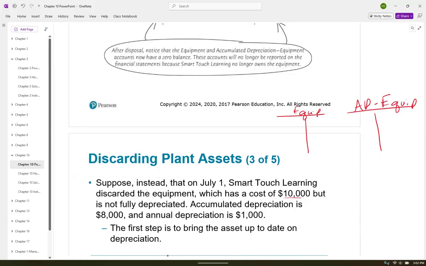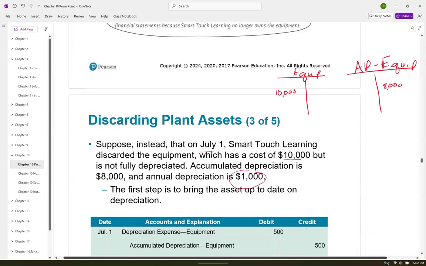So it had a cost of 10,000. It had accumulated depreciation of 8,000. Notice that they tell us what the annual depreciation is of 1,000. On July 1st, we're going to go ahead and record depreciation for $500, half of that year. That is the first entry. I'm just going to plug that 500 in right there because we used it for half the year. So we want to make sure that we get that depreciation on our books.